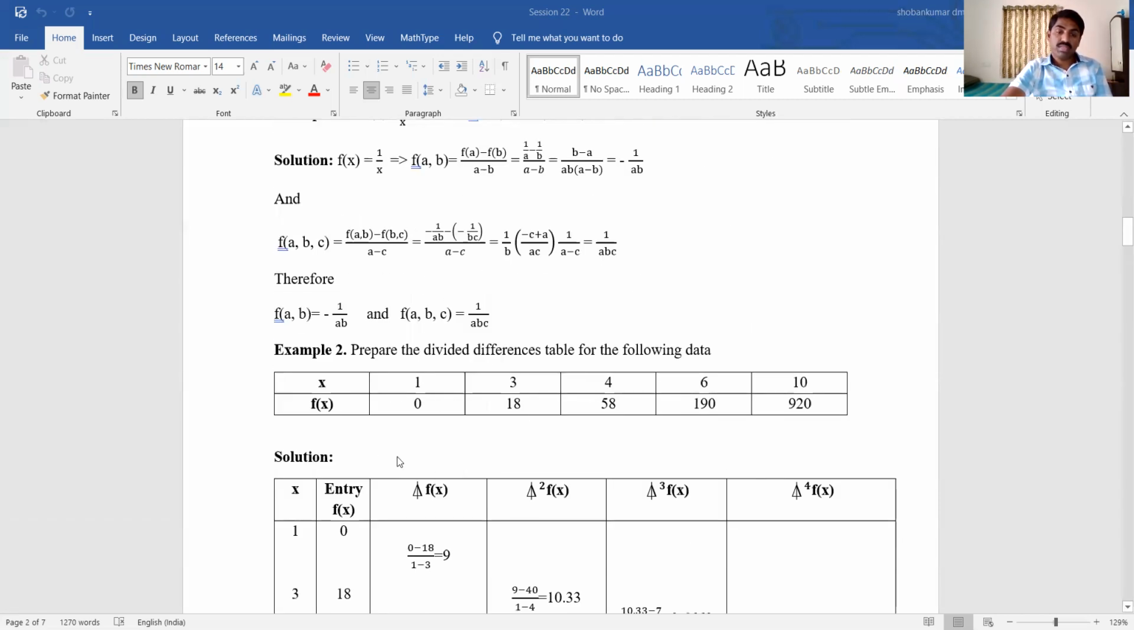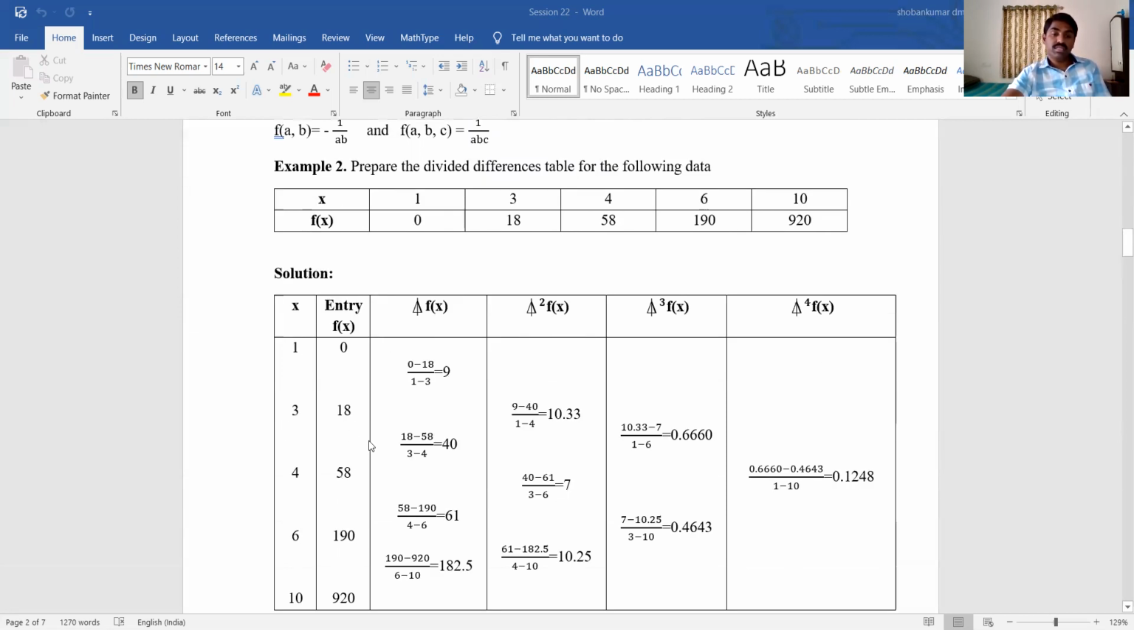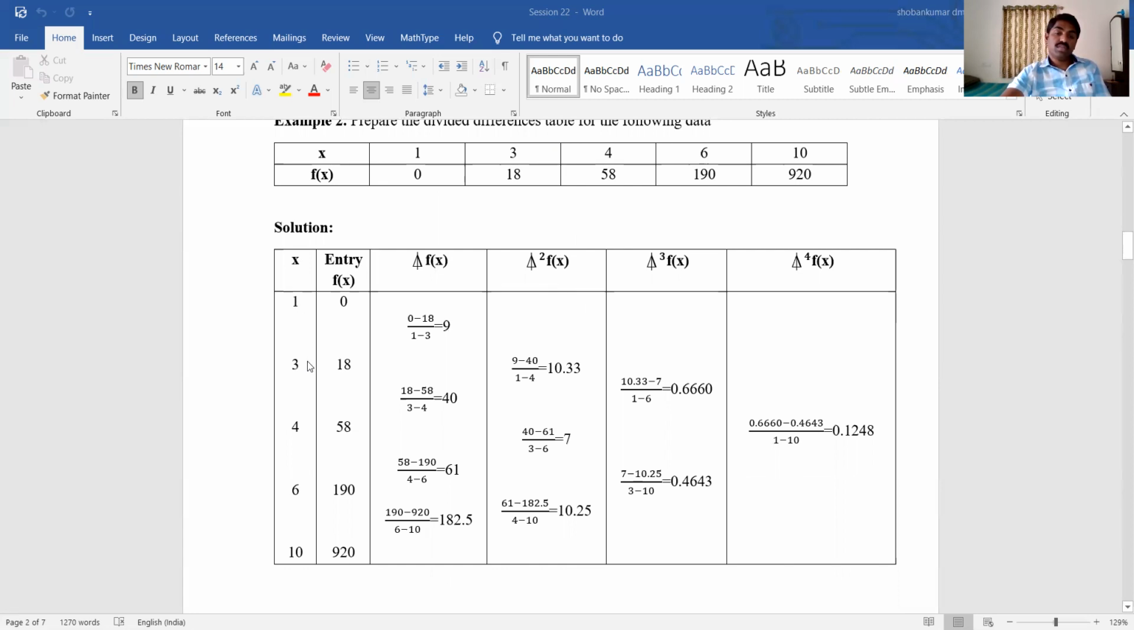Another example: construct the divided difference table for the given data. x and f of x are given. x is 1, 3, 4, 6 and 10. f of x is 0, 18, 58, 190 and 920. In the first column of the divided difference table we have x0, x1, x2, x3, x4, that means 1, 3, 4, 6 and 10. The second column contains the entries f of x: 0, 18, 58, 190 and 920.